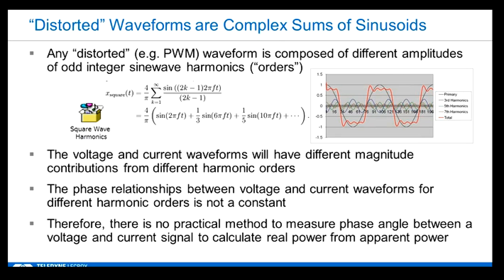So if you think of your square wave or your PWM waveform as being lots of different sinusoids, remember, each voltage and current has different magnitude contributions from different harmonic orders. And the phase relationship between the voltage and current waveforms for all these different harmonic orders is not a constant. It'll be different for each harmonic. Therefore, you can't use a phase angle calculation method between a voltage and current signal to calculate the real power from the apparent power. It just can't be done.